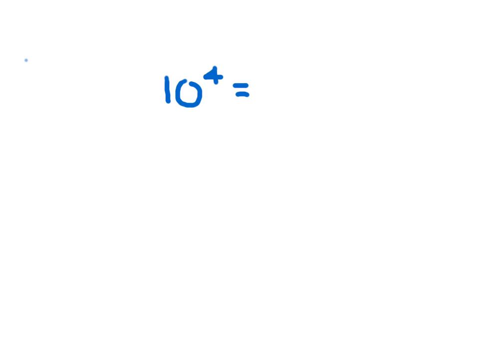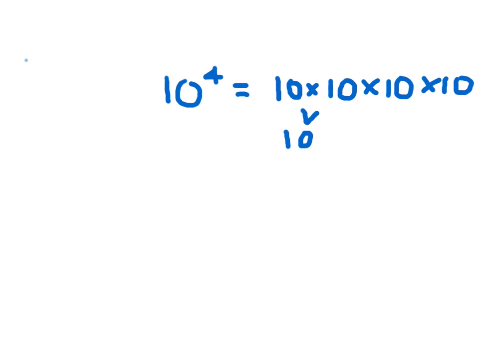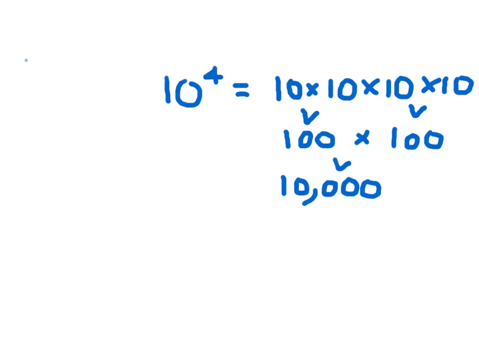Let's go ahead and work out some more problems. Here's 10 to the 4th. That's going to be 10 times 10 times 10 times 10. 10 times 10 is 100. 10 times 10 is 100. And 100 times 100 is going to give us 10,000. So if we look at that pattern, as we continue that pattern, it's going to be 100,000 for 10 to the 5th. And again, that's 1, 2, 3, 4, 5 zeros.